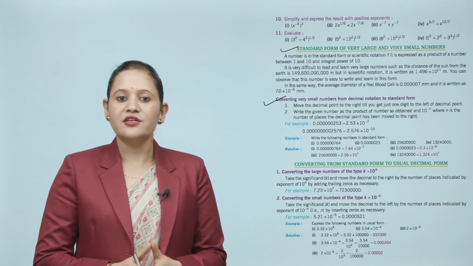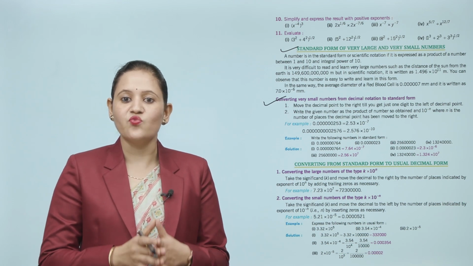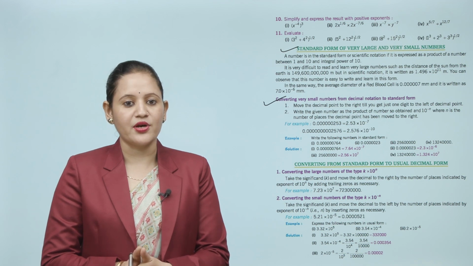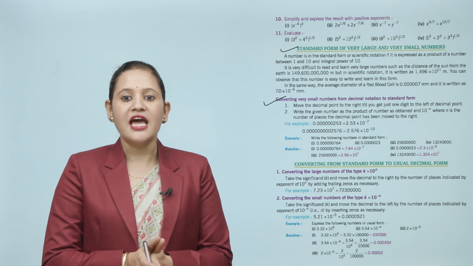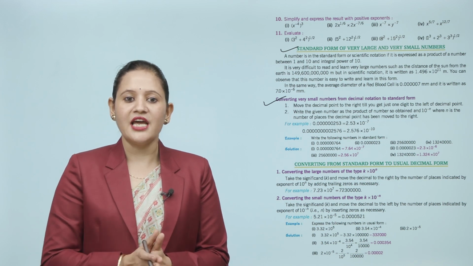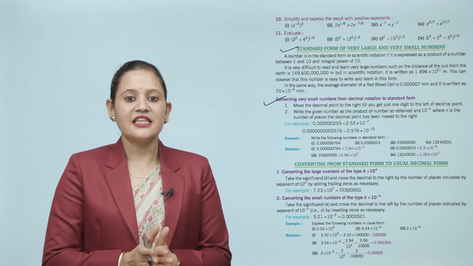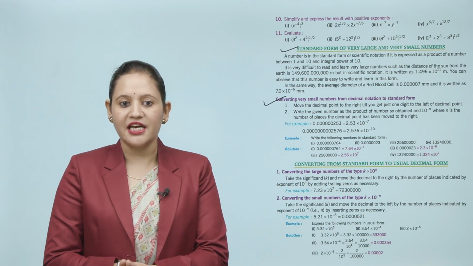Move the decimal point to the right till you get just one digit to the left of the decimal point. Write the given number as the product of the number so obtained and 10 to the power minus n, where n is the number of places the decimal point has been moved to the right.